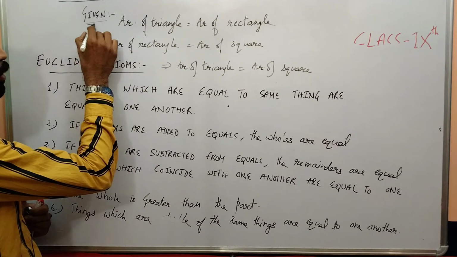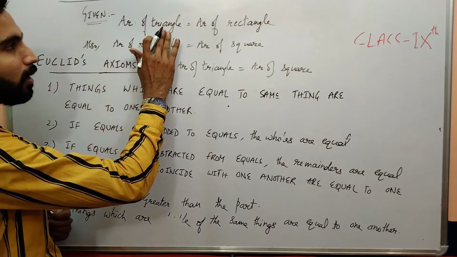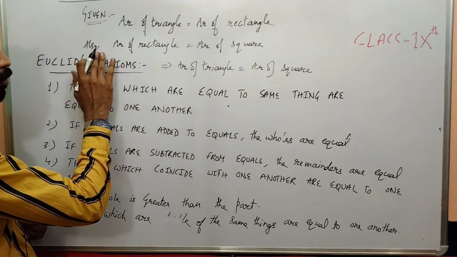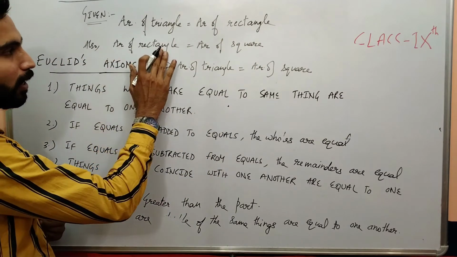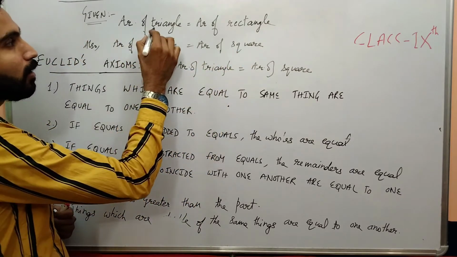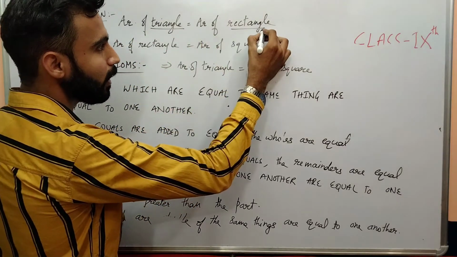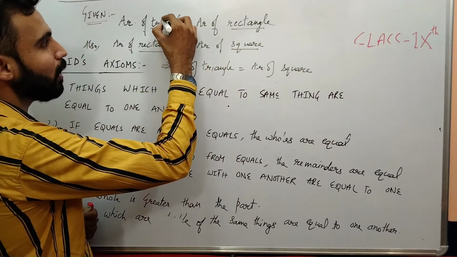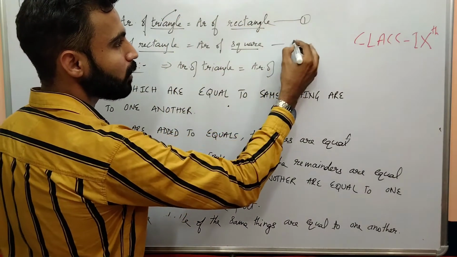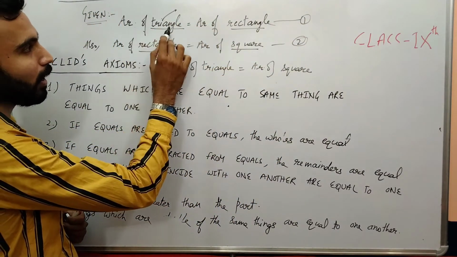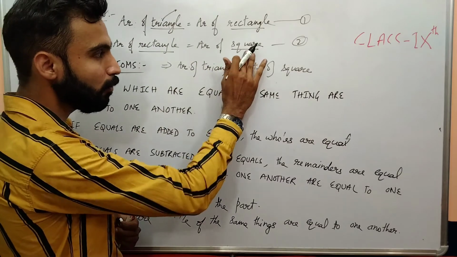If it is given to us that area of triangle is equal to area of rectangle, then another thing which is given to us is that area of rectangle is equal to area of square. So you can see here that the area of triangle is equal to area of rectangle, then area of rectangle is equal to area of square. So clearly you can see, if I just give this equation as first and second, then from first and second we can conclude that area of triangle is going to be equal to area of square.